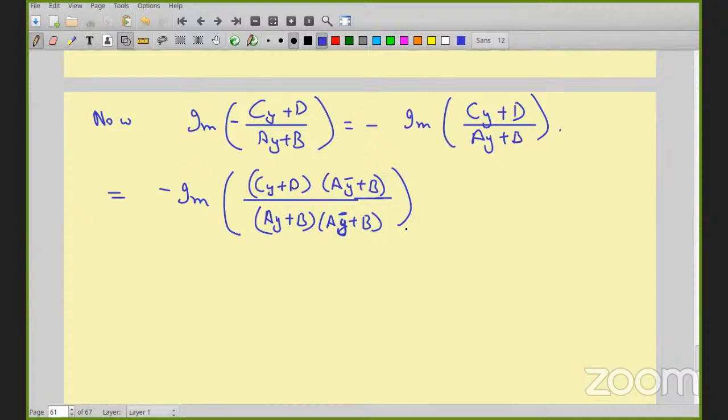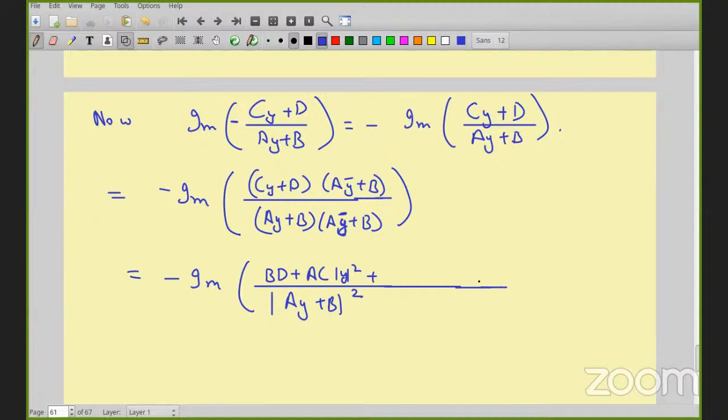Okay. So now this thing is just a positive number. What about the numerator? So the numerator is (BD + AC|Y|^2) plus BCY plus AD Y bar, right?